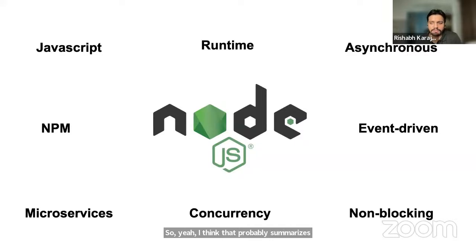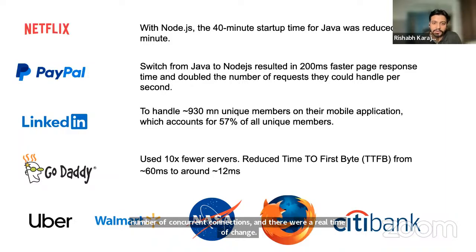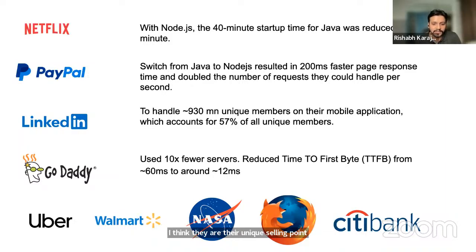And I'm going to walk through a couple of case studies as to which popular companies out there are using Node.js. I think we have a couple of very famous companies and big tech companies in this list, starting with Netflix, and how Netflix took the call to move to Node.js. Now, Netflix is a leading streaming service, right? And Netflix requires a platform that could handle a massive number of concurrent connections and deliver real-time updates, right? I think their unique selling point is having no lags in video streaming, right?